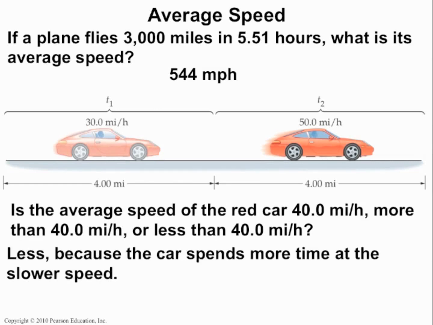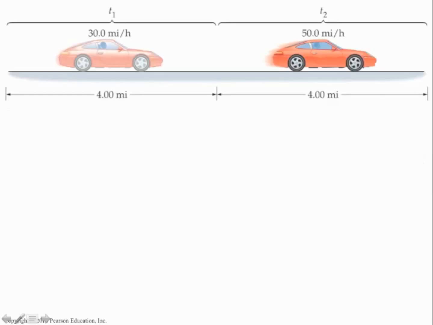Less, that is the answer. So the average speed will be less than 40 miles an hour because the car spends more time at the slower speed. Okay, so we know that the average speed for this 8-mile trip is going to be less than 40 miles an hour because the car spent more time at the slower speed. However, it's good to prove this by calculating what that actual average speed is.